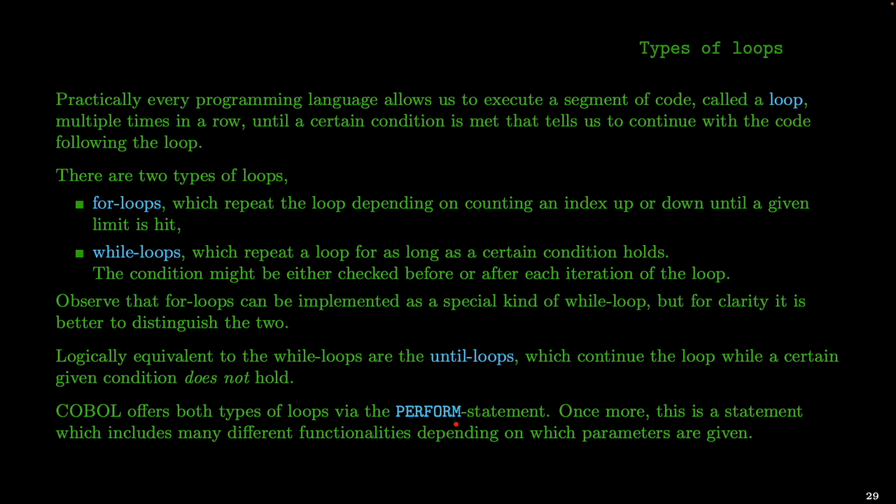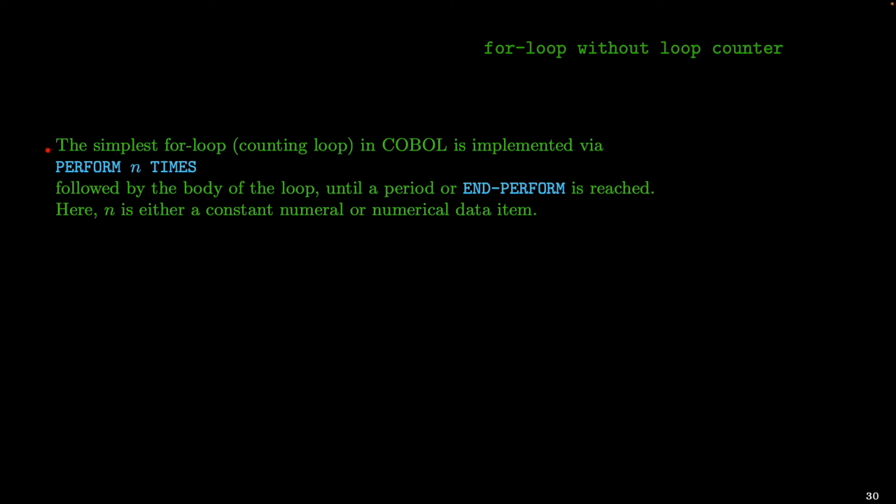So let's explore that. Now, the simplest for loop that we can have in COBOL is implemented like this: perform n times, and this is then followed by the body of the loop, the actual code that is executed in each iteration of the loop. And this body will be ended by either a period or by the keyword end perform. Here n can be either a constant numeral or some numerical data item.